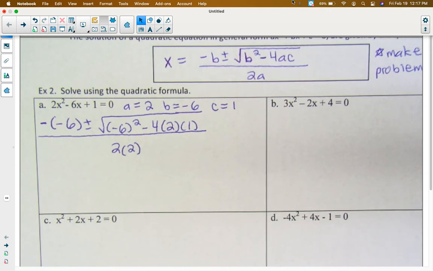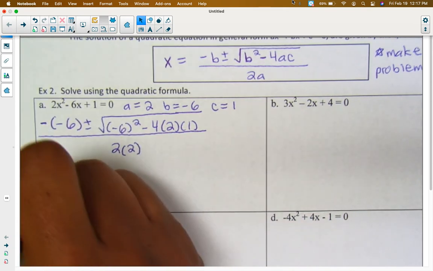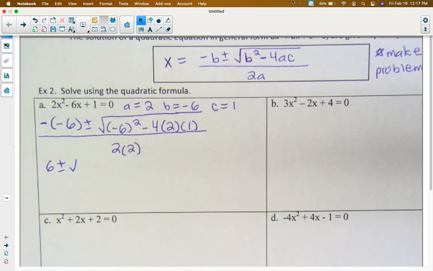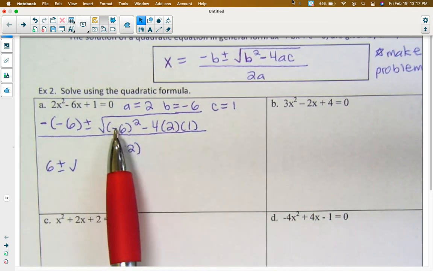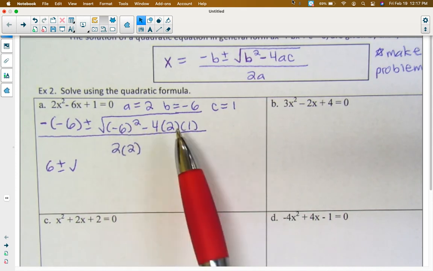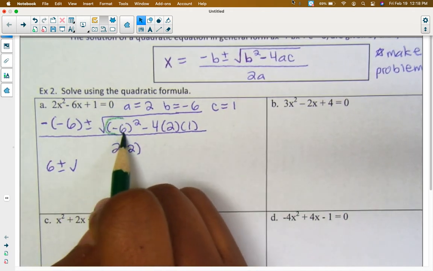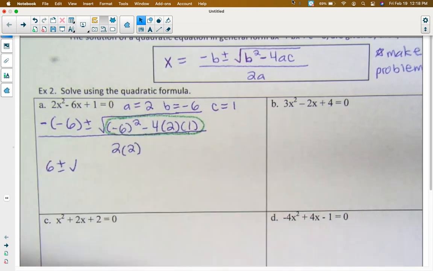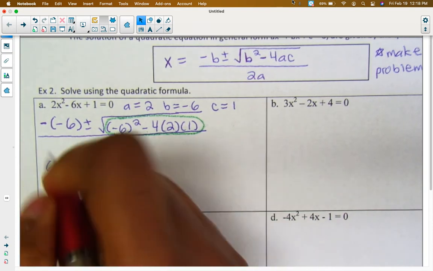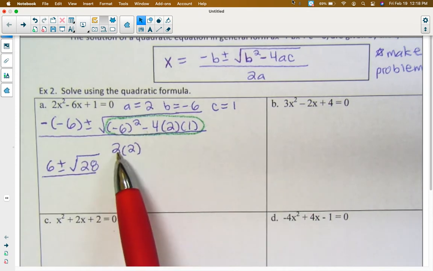Now from here, we can go through and simplify. 2 negatives make a positive, so that's going to be 6 plus. Then I can put this in Desmos on my calculator. I can do negative 6 squared minus 4 times 2 times 1. And this number here is actually called the discriminant. So you can enter that in the calculator just like you see there. You should get 28. From here, 2 times 2 is 4.